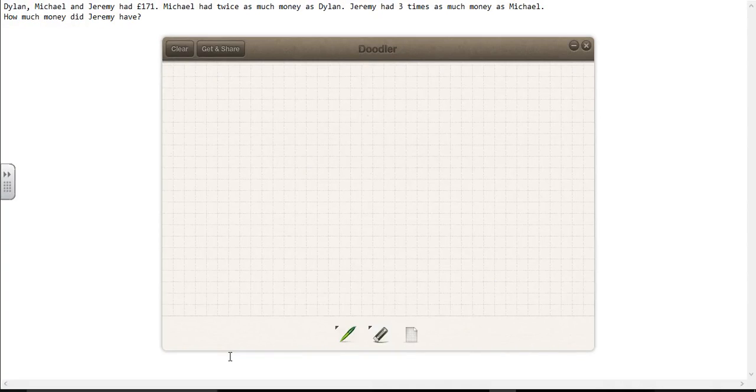Dylan, Michael and Jeremy had £171. Michael had twice as much money as Dylan. Jeremy had 3 times as much money as Michael. How much money did Jeremy have?